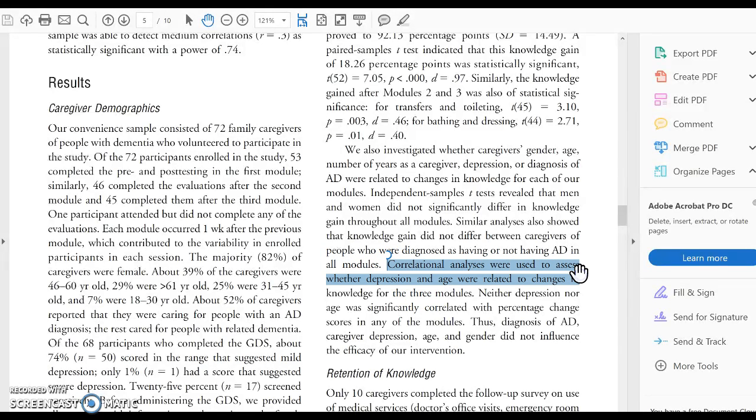Correlational analyses were used to assess whether depression and age were related to change in knowledge for the 3 modules. Neither depression nor age was significantly correlated with percentage change scores in any of the modules. Thus, the diagnosis of AD caregiver, depression, age, and gender did not influence the efficacy of our intervention. Well, that's important to know.